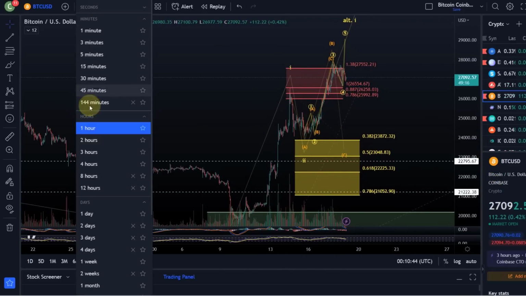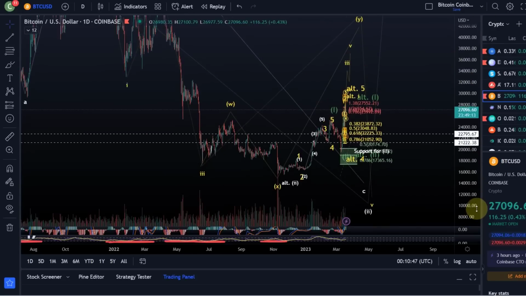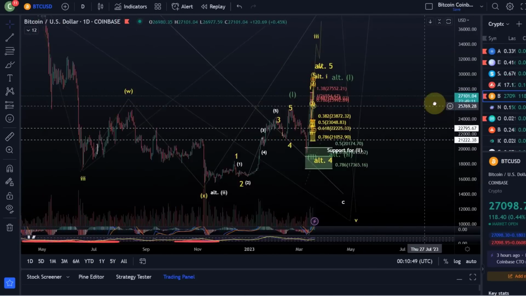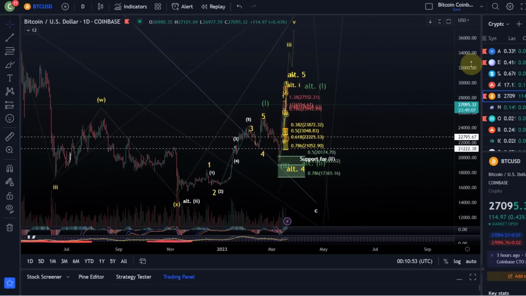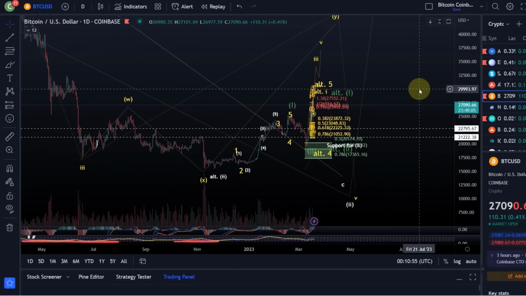Right, I want to talk about Bitcoin a little bit. Let's zoom out. Let's just take a look at the price structure of the June lows. Just want to explain a few things here, my thought process, and my strategy as well, because I had a few questions.